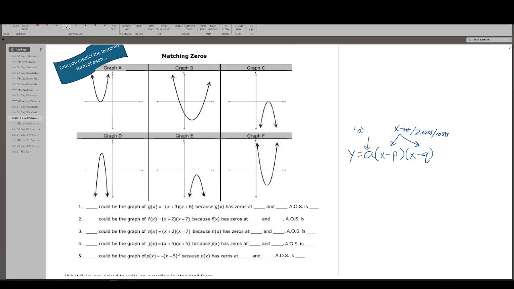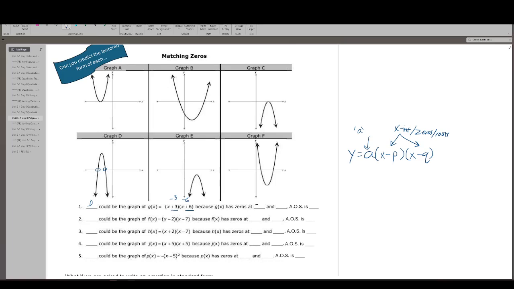So looking at number 1, it says negative. So we know we're looking for a graph that's facing downward. So that would be either C, D, or E. Then we're going to look at the intercepts. Since we see x plus 3 and x plus 6, we know that those are the opposite of the 2 x-intercepts, meaning my x-intercepts are at negative 3 and negative 6. So E has no x-intercepts, C has 1 positive x-intercept, D has 2 negative x-intercepts. So D is the only possible graph here.